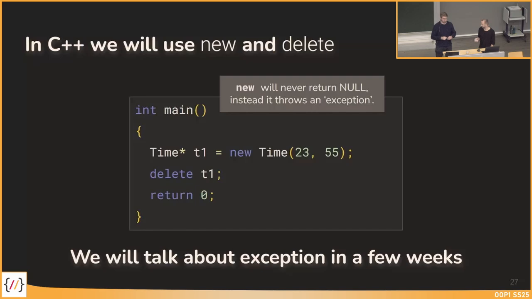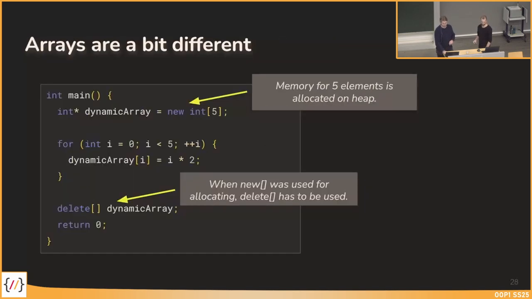All right, as I said, we will talk about exceptions in a few weeks. Arrays are a bit different, again, also as in C. So we can create it like this. We can write new integer array, and then we get a pointer back. We can iterate over it, and then we have to delete it like this. But in many cases, you can use vectors, and you don't have to worry about this then.